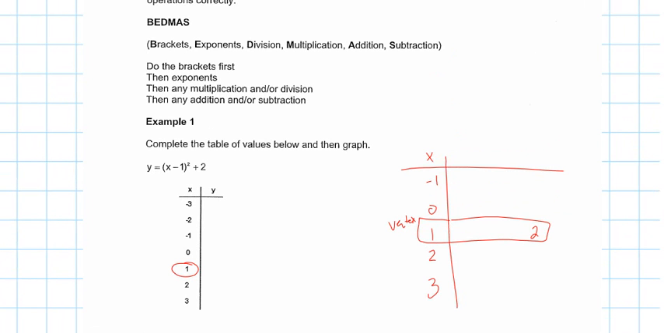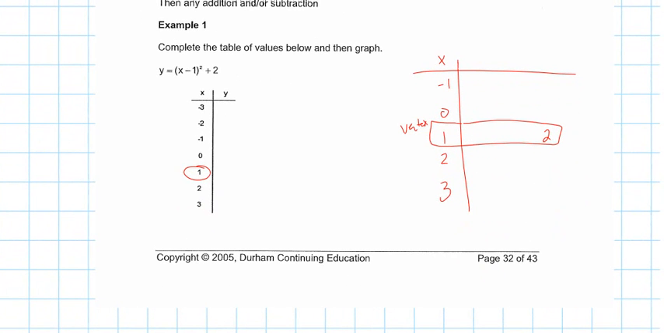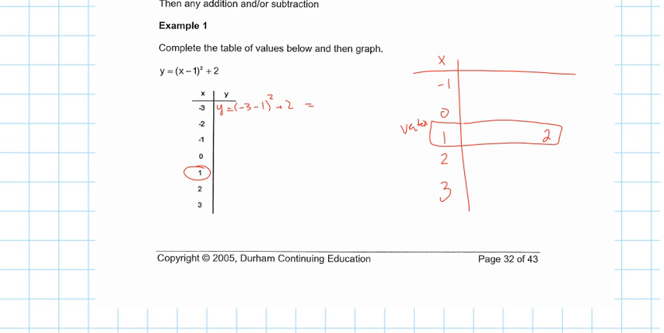So here's what we're going to do. You're going to put negative 3 in for x. So you're going to have y equals negative 3 minus 1 squared plus 2. You see what happened? I replaced the x value with negative 3. What's negative 3 minus 1? Negative 4. Because it says do the bracket first, right? So I did the bracket, negative 4.